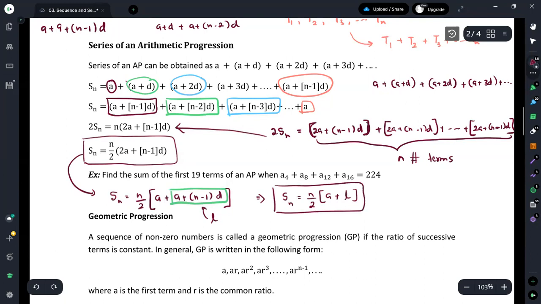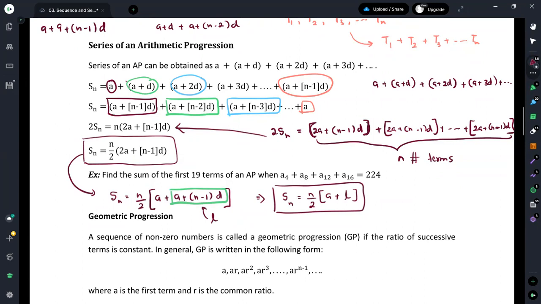If you know the first and last term with the number of terms, then you can take the summation using this equation. But if you just know the first term, the number of terms, and the common difference, then you can use the first equation to obtain the summation.